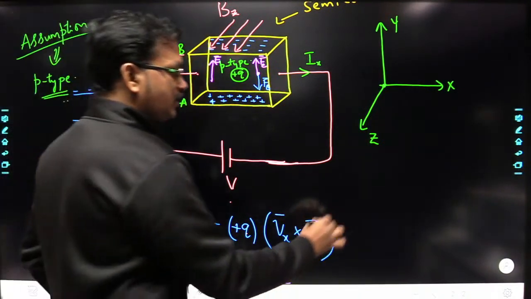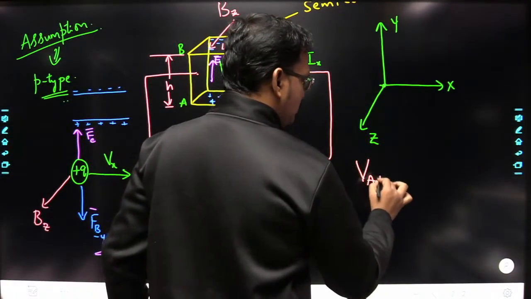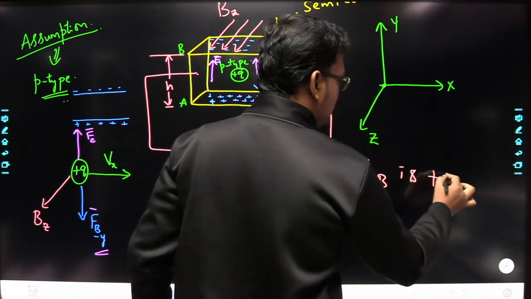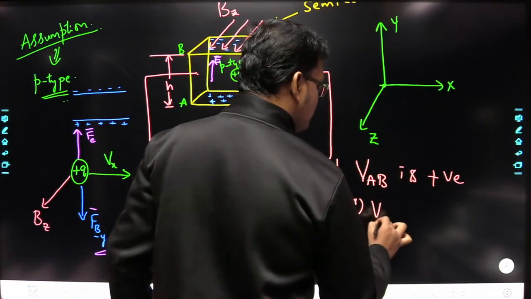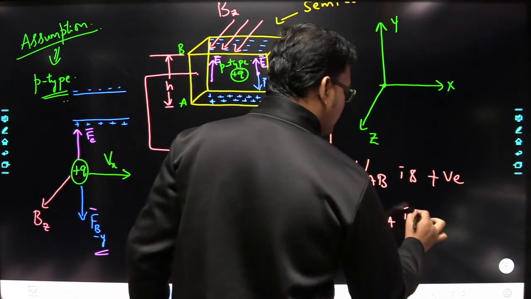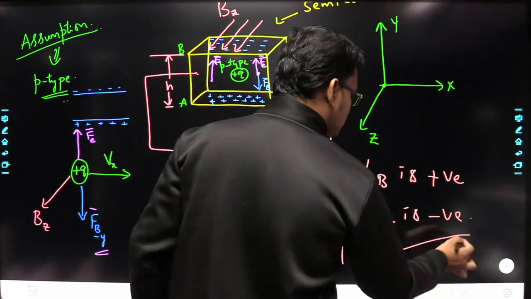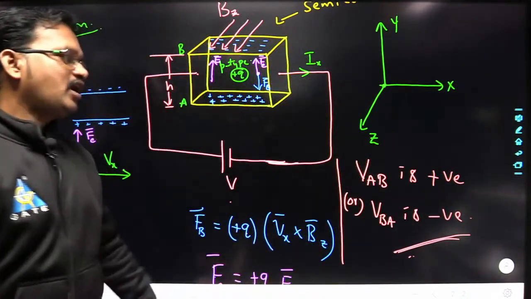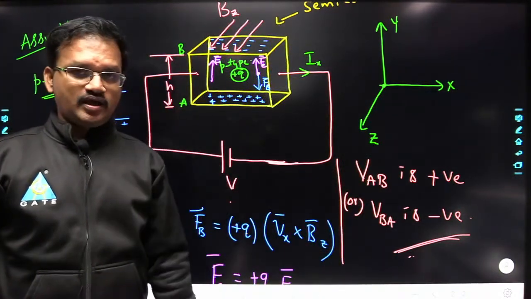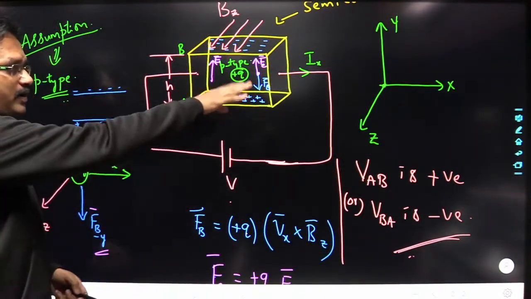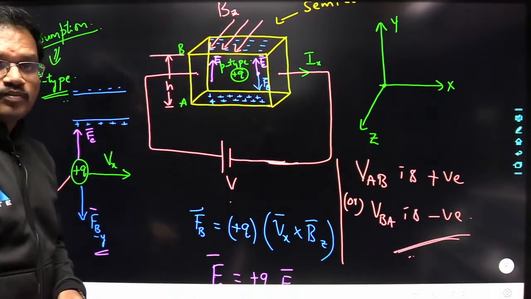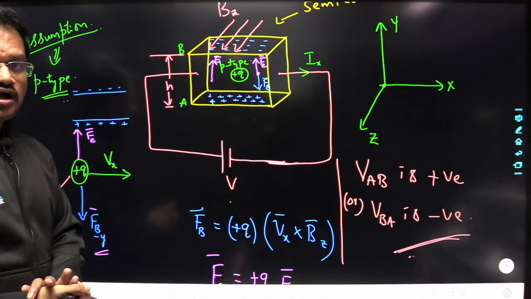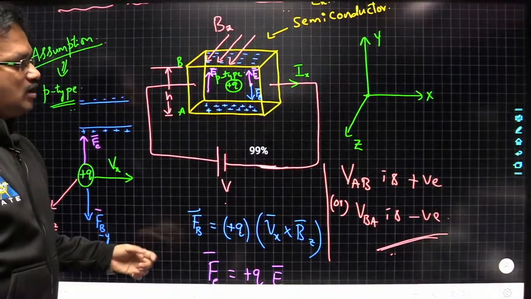So here what we got is that VAB is positive, or I can say VBA is negative. Both are the same or not? Yes or no? So depending upon this VAB or VBA, I can say the bottom plate is positively charged, and the top plate is negatively charged. Understood? Okay.